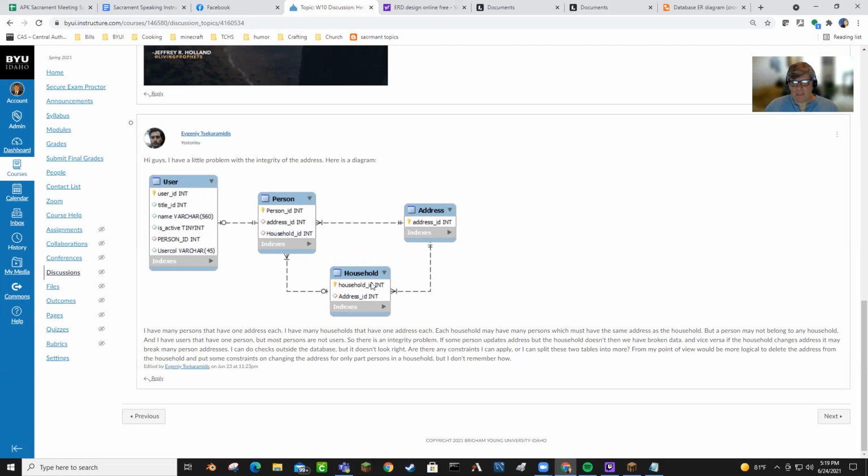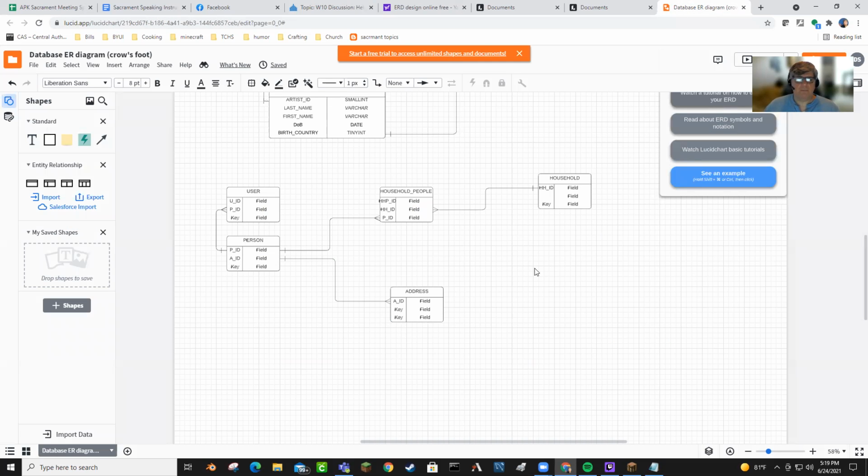Now, the question comes with this household thing. So let me show you the diagram that I made here. So this is a little different, okay? I have to say, I didn't use all the tables there. Okay, so users and people, same deal, one user per person, and then we got the person ID. And I still have the address going to the person ID. So the person has the address, a person can be a user.